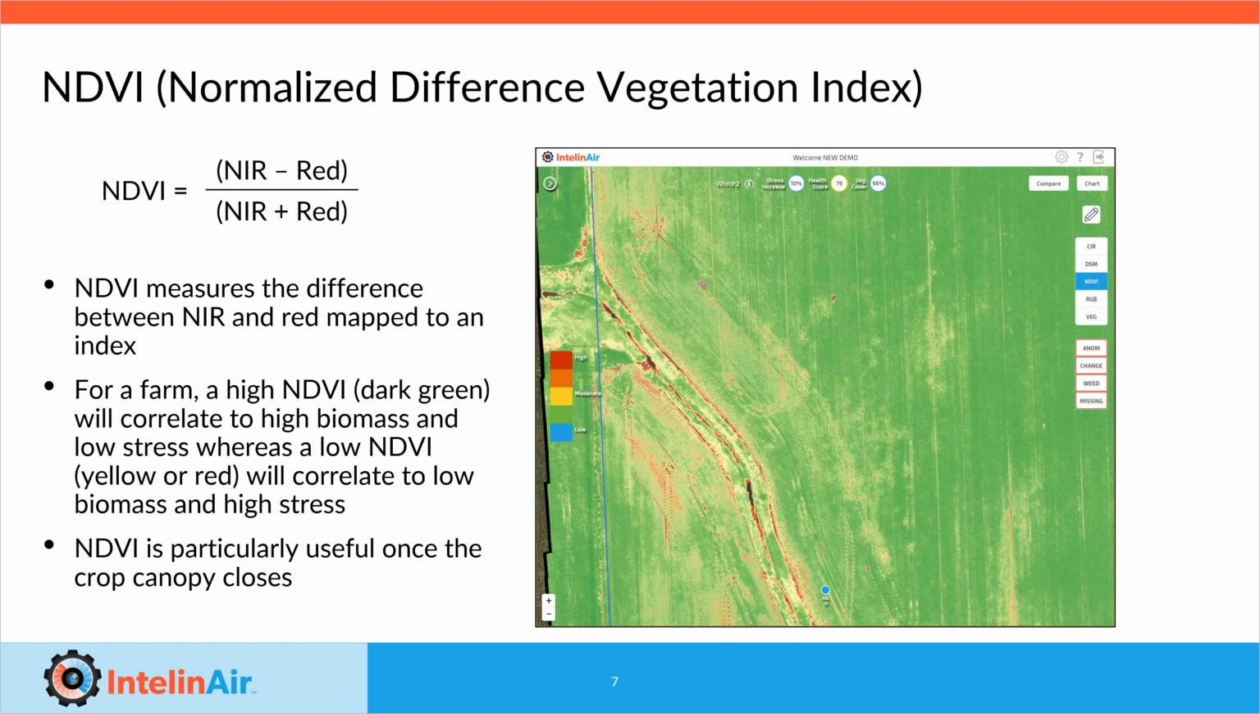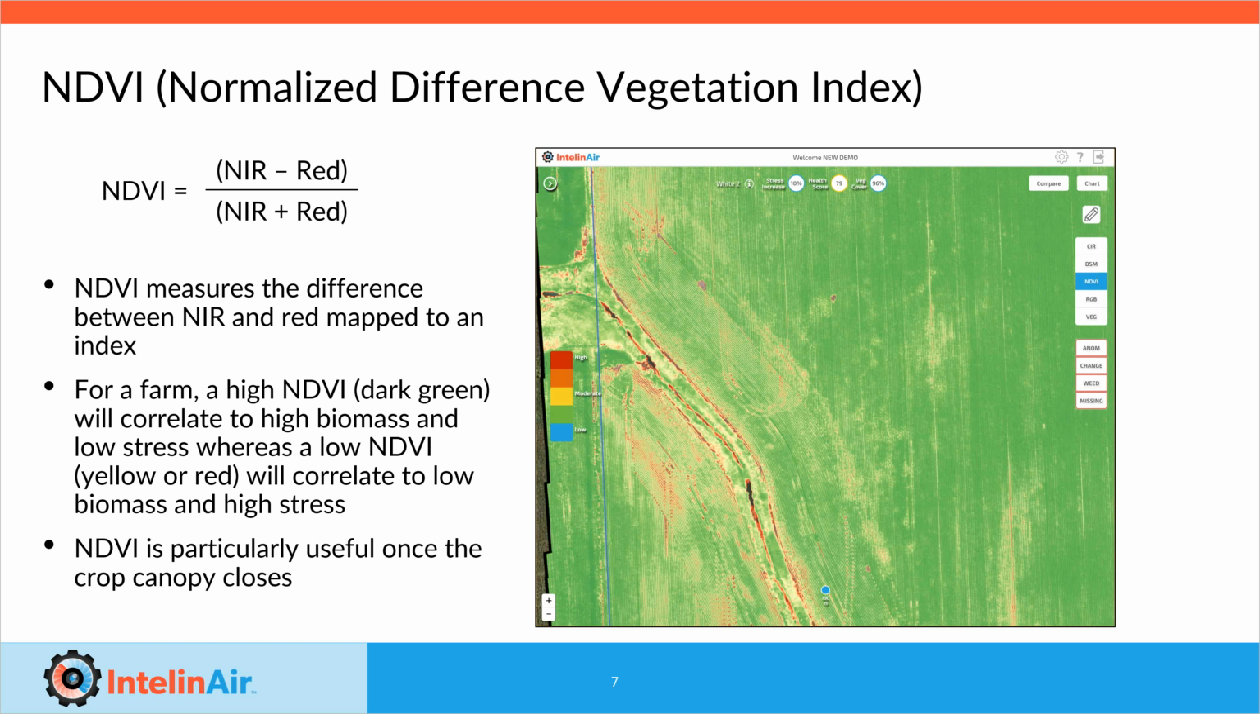Probably the next most common image in agriculture is what they call an NDVI image, which stands for Normalized Difference Vegetation Index. And you can see the formula for it there, but basically what it's measuring is the difference between near infrared and red, and then it's mapping that to an index.